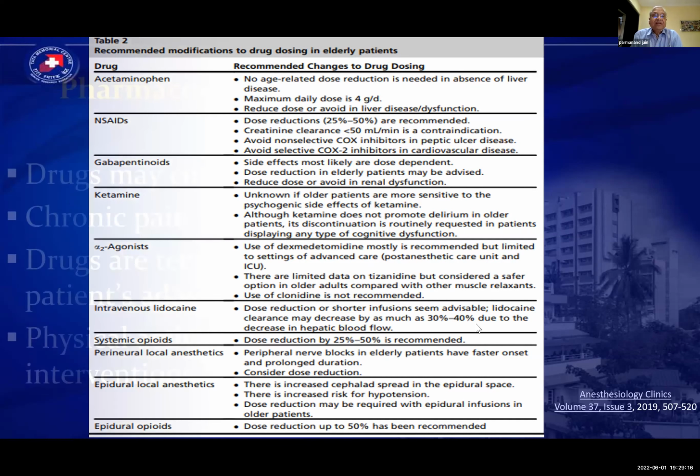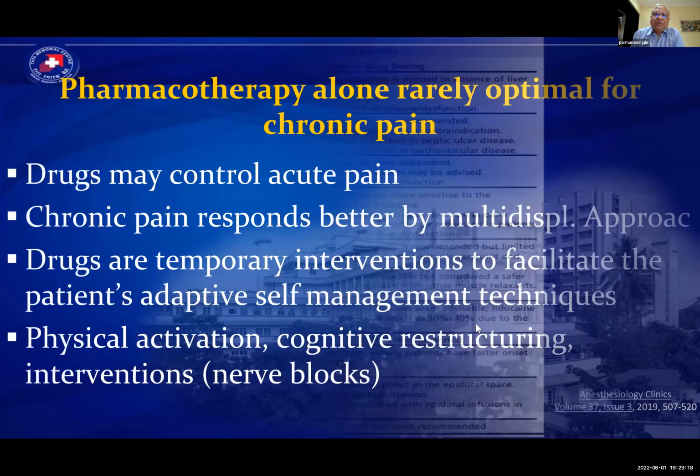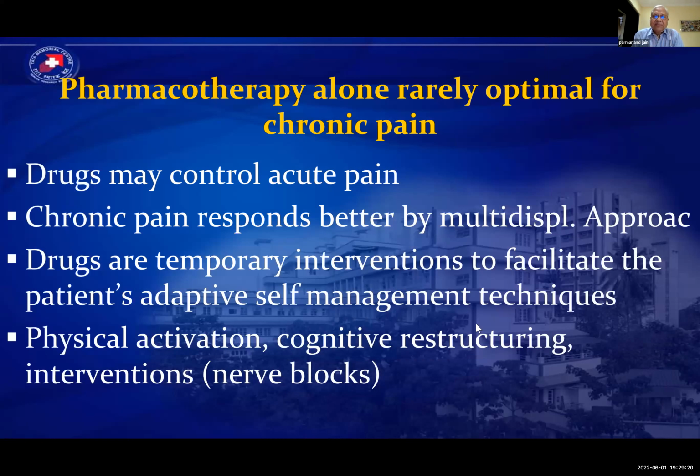So pharmacology alone is rarely optimal for chronic pain. Drugs may control acute pain, but not chronic pain. It has to be a multidisciplinary approach, and drugs are a temporary intervention to facilitate the patient's adaptive self-management techniques, physical activation, cognitive restructuring, and sometimes nerve blocks also.